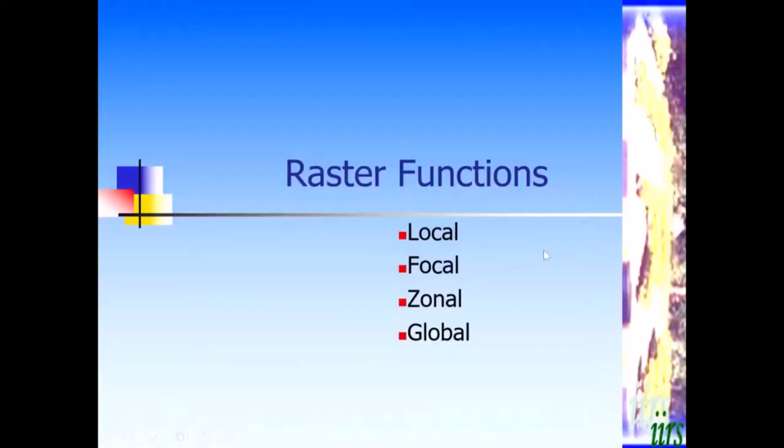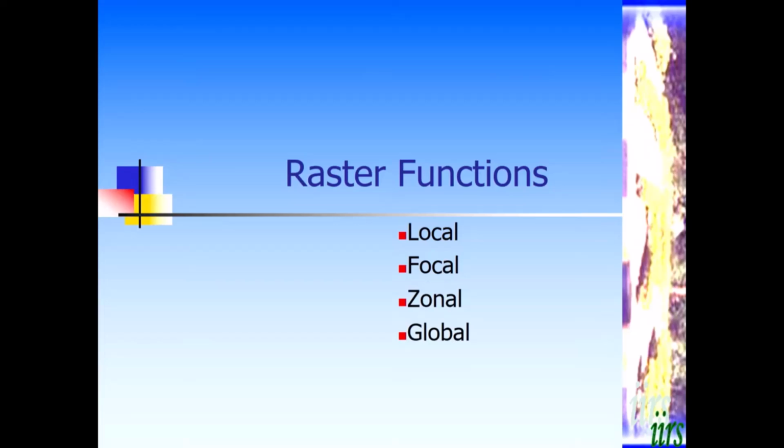So this we already discussed. Now let us discuss the raster functions, the local, focal, zonal and global operations. I'll discuss each one of them one by one. I just wish to tell you that anything that you can do on raster can be categorized into one of these operations: local, focal, zonal and global.